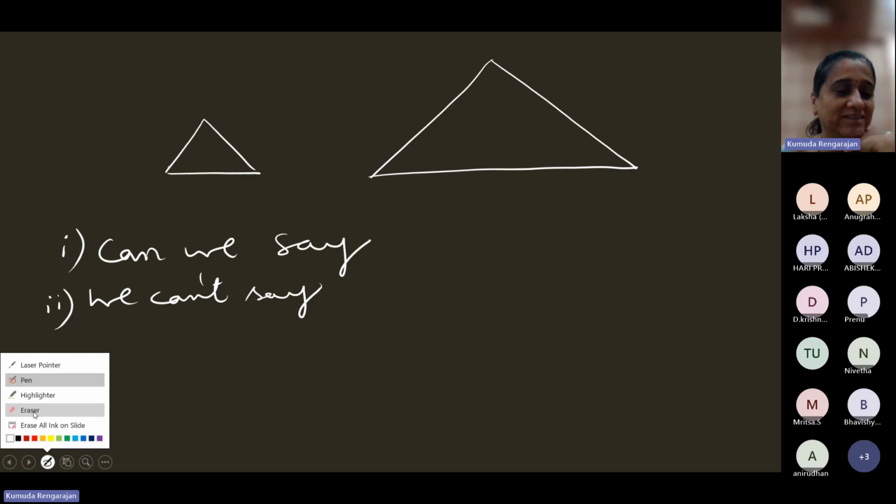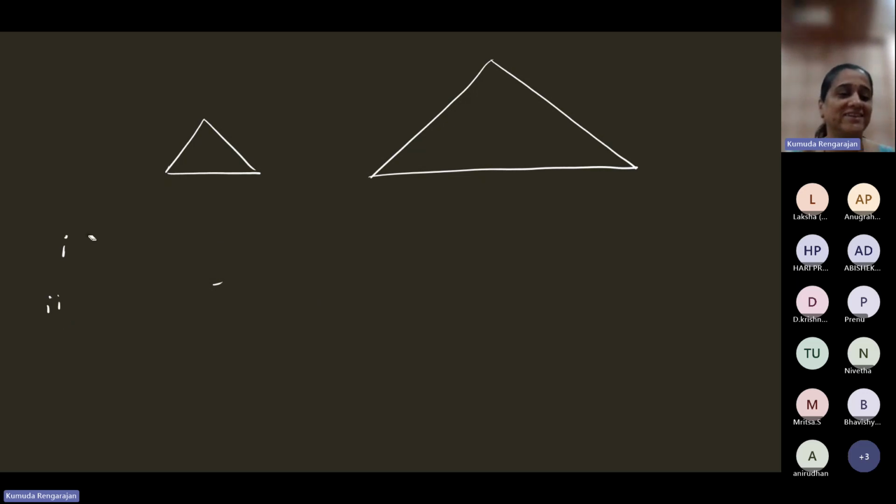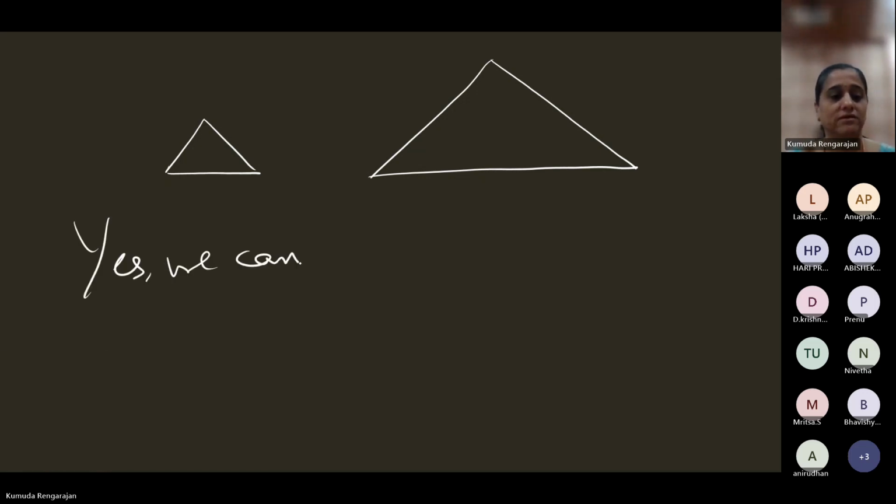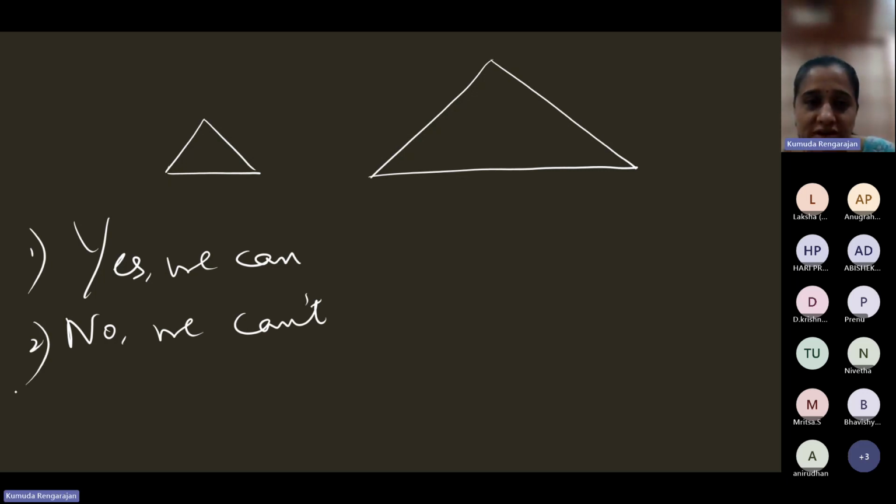Okay, let me write like that. Yes, we can say. No, we can't say. Which option? You can see the triangles. My question is, no information is given about the two triangles. Can you say that they are congruent or not congruent? Yes, we can. No, we can't. Ma'am, no, we can't say, ma'am.